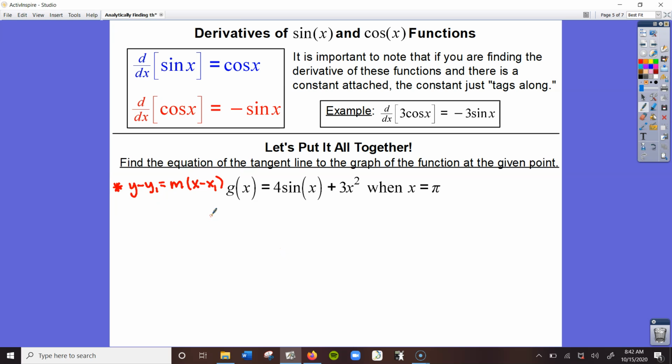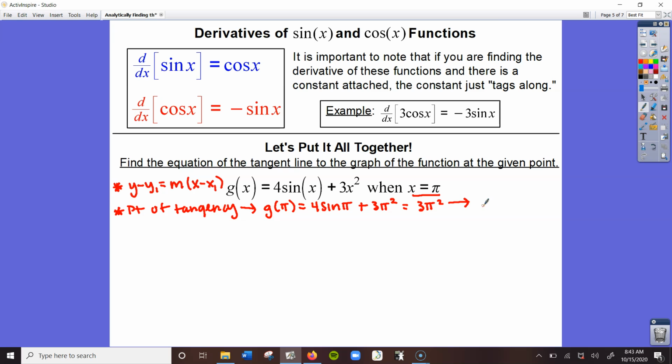In order for me to write this equation, I need my point of tangency, which is what I'm going to start off by finding. You find your point of tangency by plugging in the x value that is given into your function. So I was given x is equal to pi, so I'm going to find g of pi. And that's going to equal 4 sine of pi plus 3 pi squared. Now 4 sine of pi, the sine of pi is 0. So 0 times 4 is 0. So plus 3 pi squared would just be 3 pi squared.